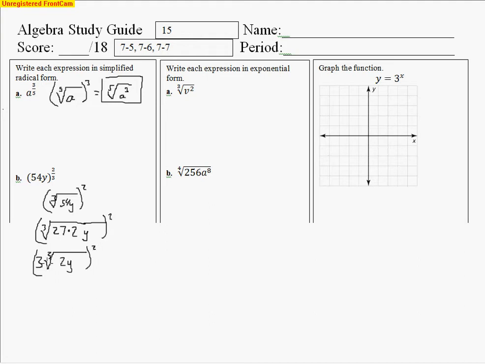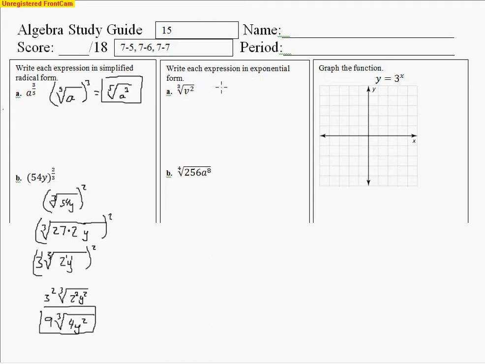So here's where I go ahead and square all the parts. I'm squaring both the 3 on the outside of the radical sign, the 2 inside, and the y inside. So what I'm left with is 3 squared times the cubic root of 2 squared y squared. And so I can go ahead and square the numbers, and my answer is going to be 9 cubic roots of 4y squared.